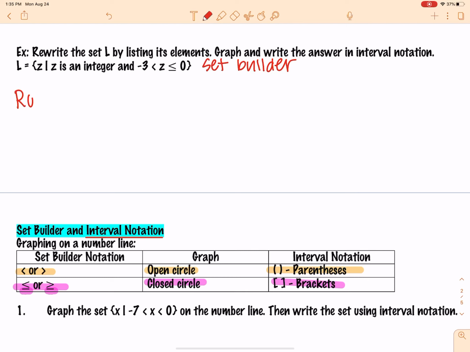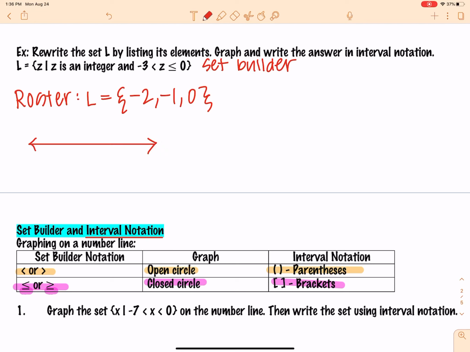Now let's do the roster notation. So it's set L equals, we're going to start our curly brackets. It says it's an integer that is greater than -3, but less than or equal to 0. So our roster, like our players in that set, is -2, -1, and we could include 0 since it said less than or equal to 0. So that's our roster.